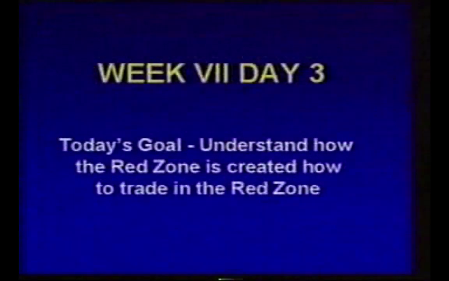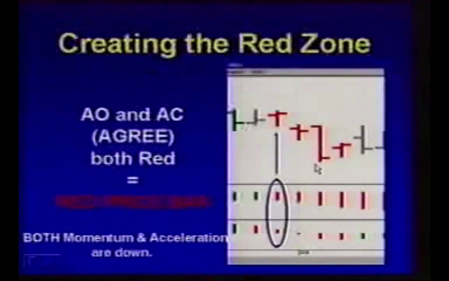Today's goal is to understand how the red zone is created and how we trade in the red zone. Now we know that from the green zone, if the AC and the AO are both up or increasing, you're going to have a green price bar. So now it's going to be just the opposite to create the red zone. If the AO and the AC agree, there's your price bar. So they're both red. Momentum is increasing to the downside, and acceleration is increasing to the downside, almost crossing zero here.